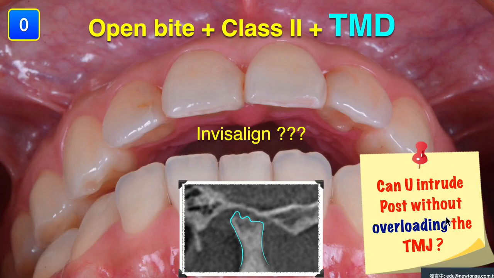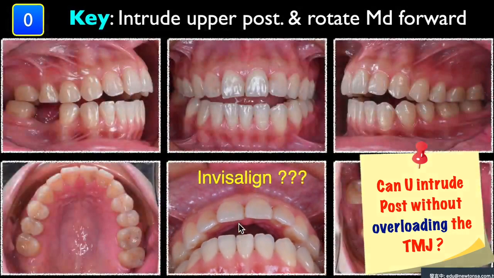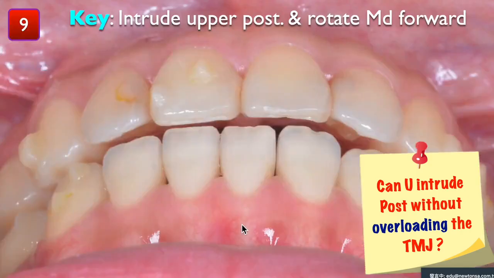Can you intrude the posterior without overloading this TMJ? Because when you wear the aligner, they intrude the posterior. And if they want to intrude the posterior, they have to put occlusal force, and they will put an extra stress on the condylar head.